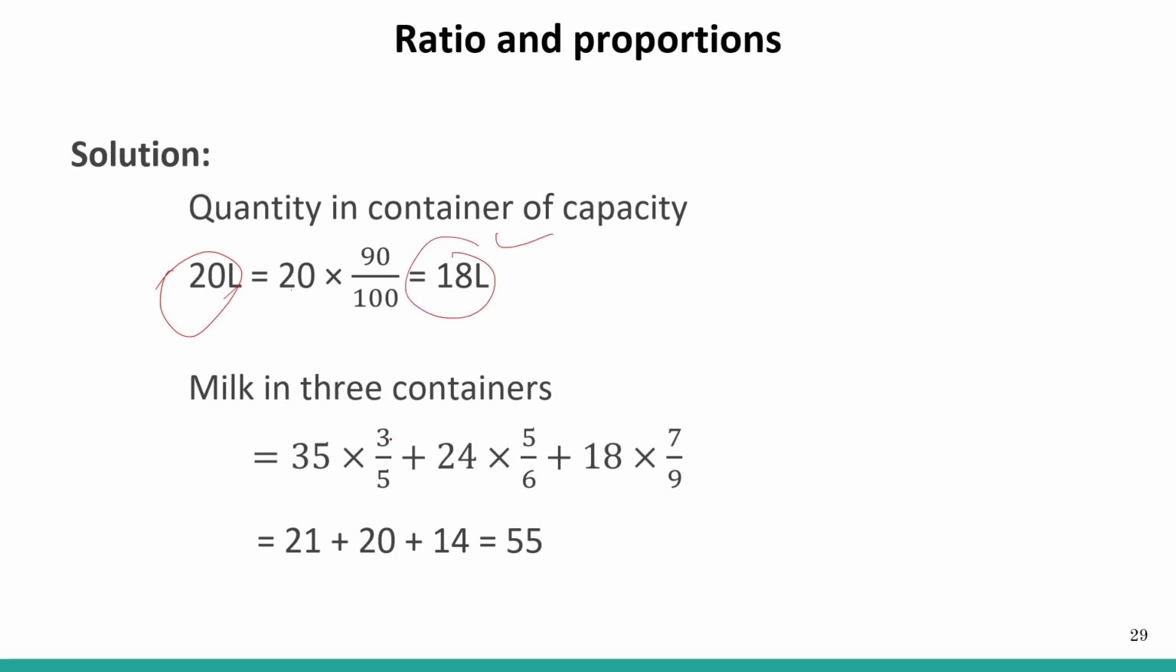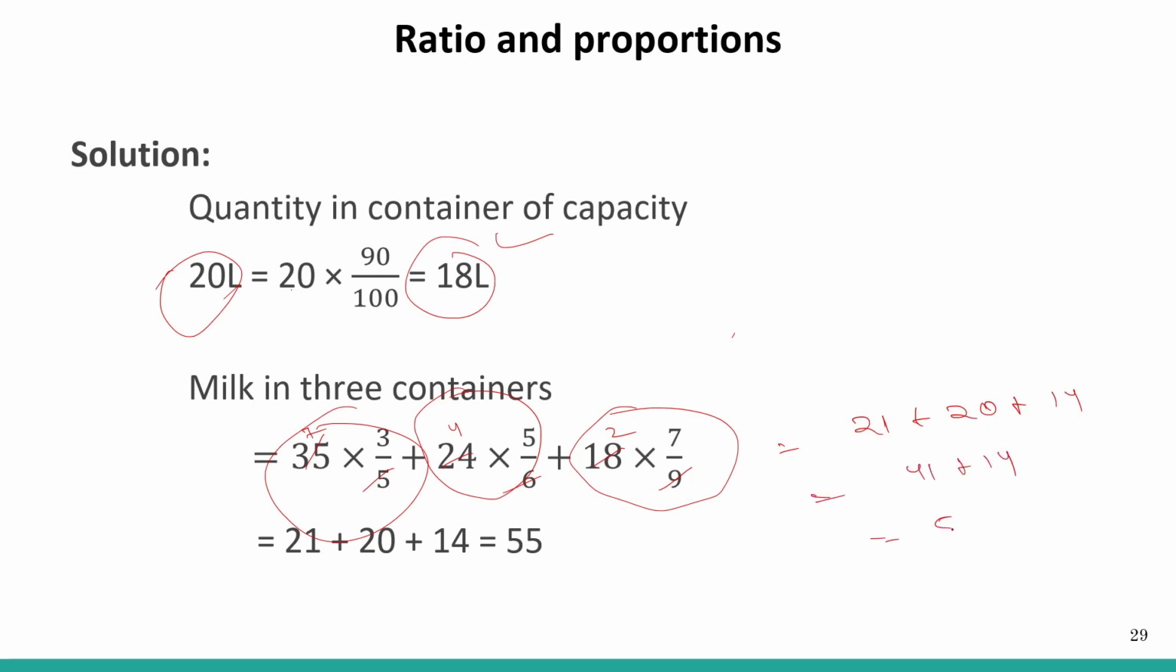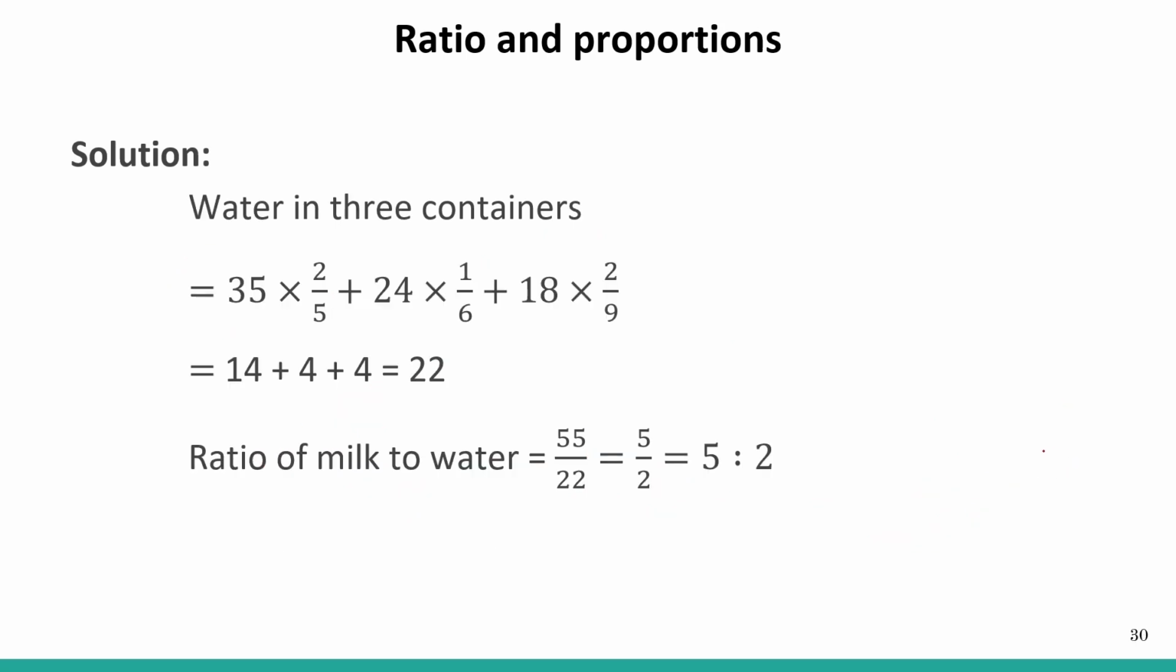Okay, so milk in 3 containers is equal to 35 into 3 by 5, 24 into 5 by 6, 18 into 7 by 9. So 35, this will become 7, right? Here 6, so this will become 4, and 9, so it will be 2. So this is nothing but 7 into 3 is equal to 21 plus 4 into 5 is equal to 20 plus 2 into 7 is equal to 14, right? So this will be nothing but 41 plus 14, that is equal to 55. So 55 is the answer here.